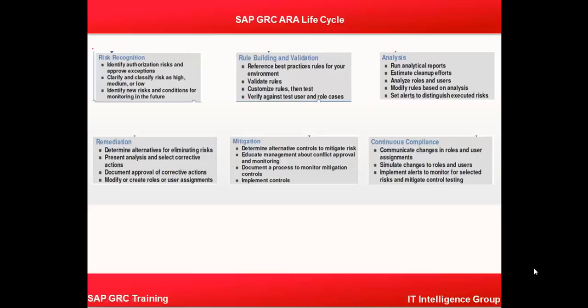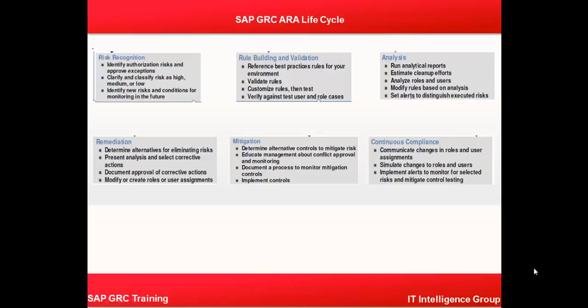So ARA is our Access Risk Analysis, and these are the 6 major steps in the life cycle of access risk analysis of GRC. So the first step is risk recognition, that is to identify authorization risks and approve exceptions. So that is step 1. Identification is extremely important.